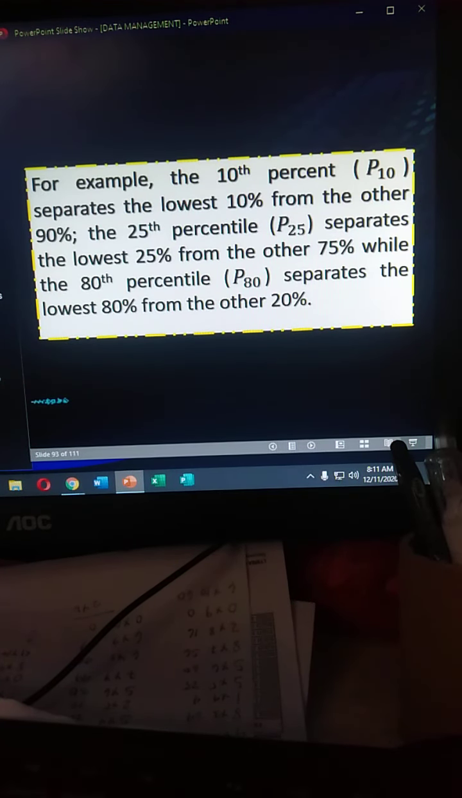For example, the 10th percentile or P10 separates the lowest 10% from the other 90%, and the 25th percentile or P25 separates the lowest 25% from the other 75%, while the 80th percentile or P80 separates the lowest 80% from the other 20%. Okay, so yun lang yon. So, may separation. Okay, P10, sineseparate mo yung lowest 10 from the other 90. Tapos, doon din sa 25, at the same time, 80.